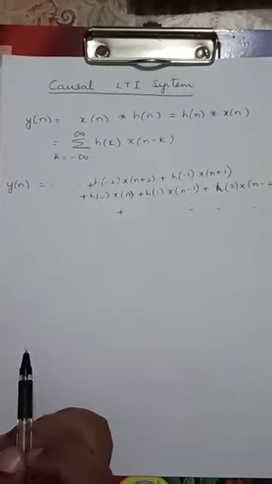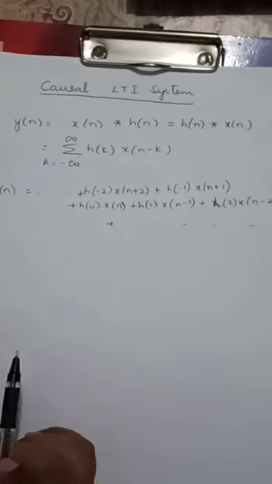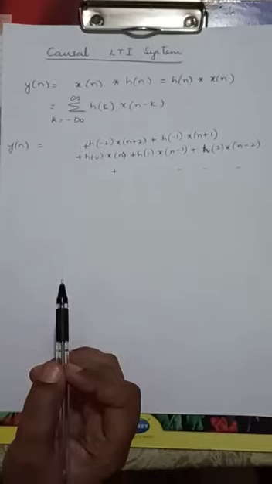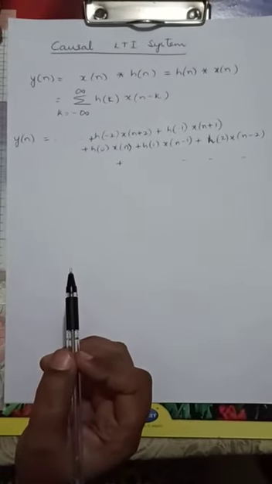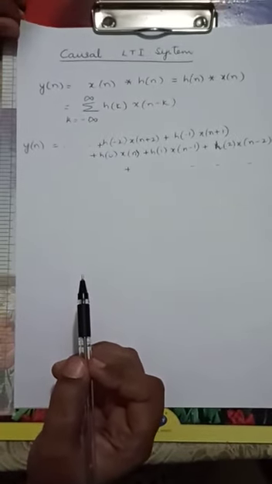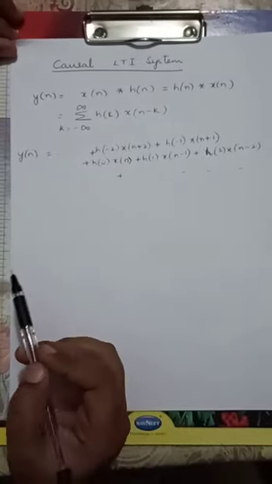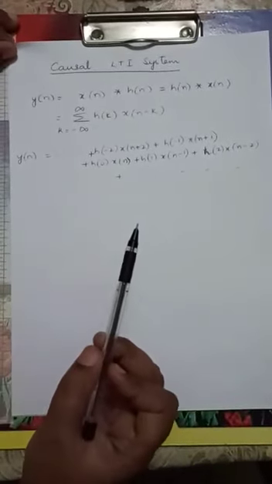Dear students, we have seen memoryless LTI systems. For an LTI system to be memoryless, what should h of n be? It should be an impulse. So next we will see causal LTI systems.